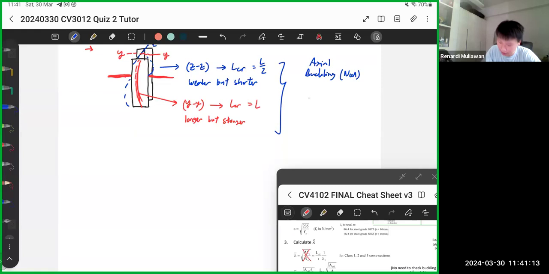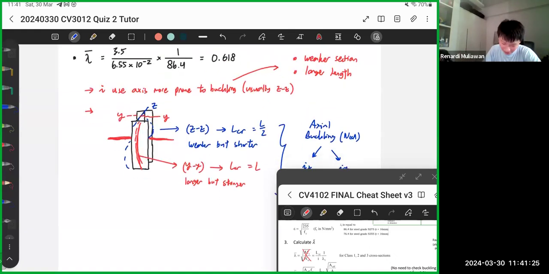You must check with two cases. One is the IZ, one is the IY. So you need to do two checks for the buckling because we don't know which section is more critical. So I hope that clarifies.